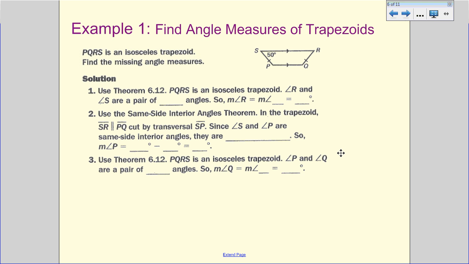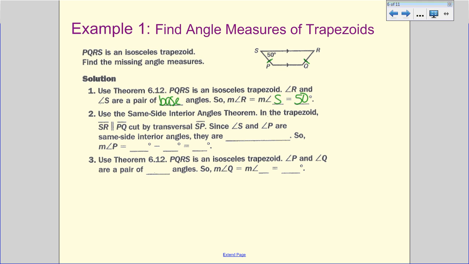All right, so let's take a look at finding the angle measures of a trapezoid. Really, we're only able to do this if we know it's isosceles or if we are given more than one angle. So we're given angle S is 50 degrees, and we know PS and QR are congruent. So since it's an isosceles trapezoid, angle S and angle R are a pair of base angles. And we know that the measure of angle R equals the measure of angle S, so angle R equals 50 degrees.